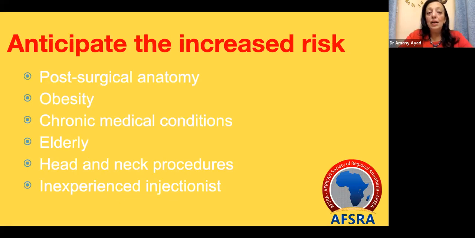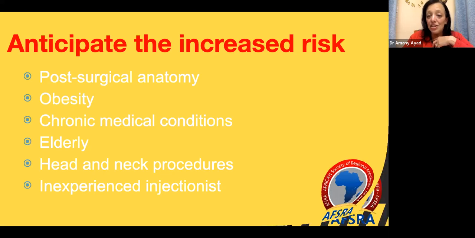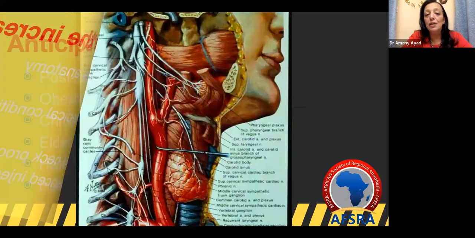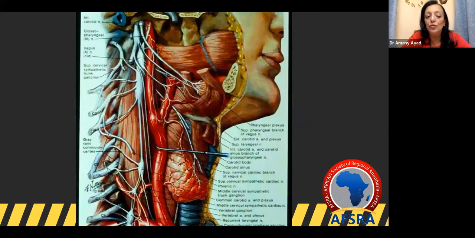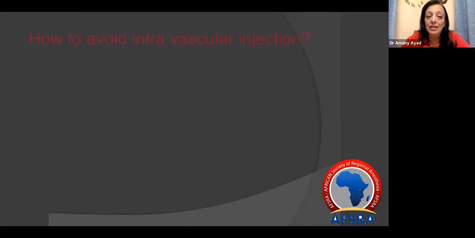Okay, when to anticipate the increased risk? As I mentioned before, post-surgical anatomy, obesity, chronic medical conditions, very bad medical conditions. The elderly, of course, are very risky. Head and neck procedures in general, even in very young patients, and the inexperienced injectors. I brought you this image to remind you, for example, if we're going to do a stellate ganglion block here. Can you see how many important structures are around your needle? It's very important to know exactly the anatomy and know where the risk can come from.